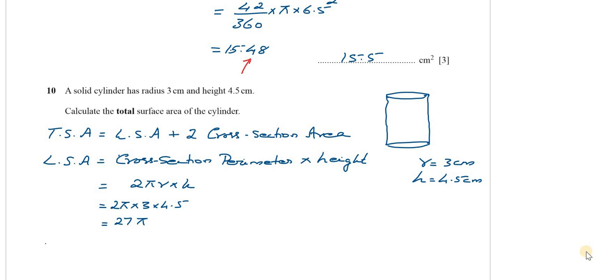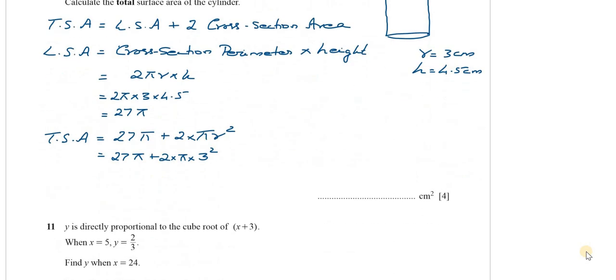Now I am writing the total surface area here. The total surface area of this prism, this cylinder, is the lateral surface area, which we got as 27 pi, plus 2 into the cross sectional area. The cross section is a circle, so the area is pi r square. Now we replace the values here: 27 pi plus 2 into pi into r square. r square is 3 square, and 3 square is 9.